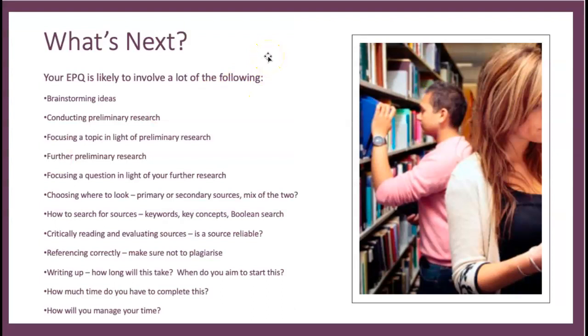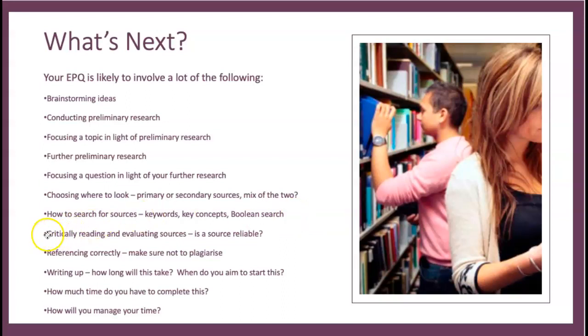Now, what next? So your EPQ is going to involve a lot of the following: brainstorming ideas, some preliminary research, focusing title in light of this research, maybe further preliminary research, refocusing your title, choosing where to look. Are you going to use primary or secondary sources? As I said before, it's more likely that you are going to use more secondary sources. We're going to be doing a whole screencast on how to search, but in the meantime, you can begin to move on to Google and perhaps to look at Google Scholar.